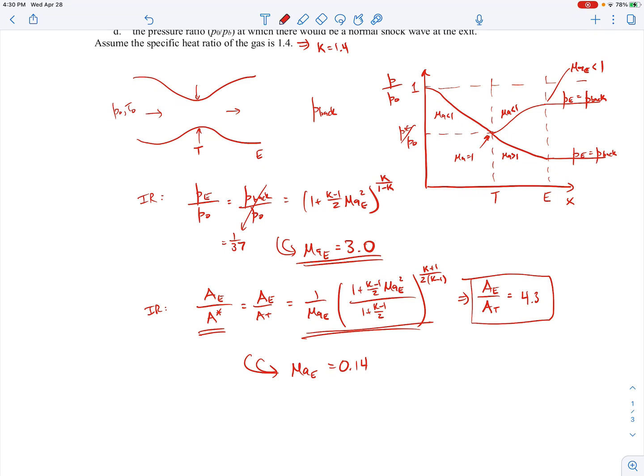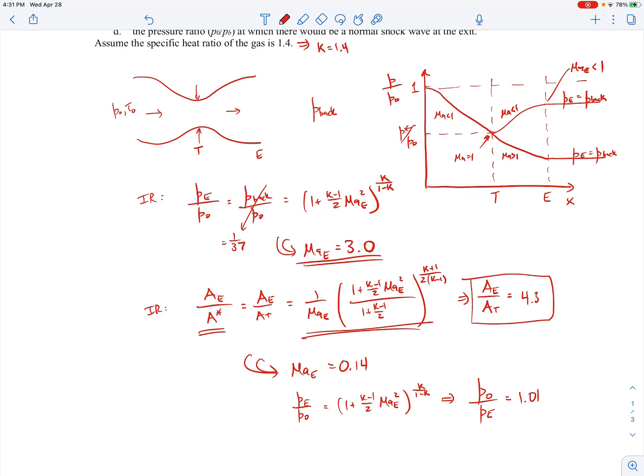Okay, and then to find the pressure ratio, what I can do is use the isentropic relations, because the flow is all entirely isentropic for this case, right? So it's subsonic, sonic, subsonic again. It's all isentropic. I now know the Mach number at the exit, so I can get PE over P naught. So I can solve for that. I guess I solved it upside down, so let me flip it around. You can solve that for P naught over PE, because that's what's asked for in the problem.